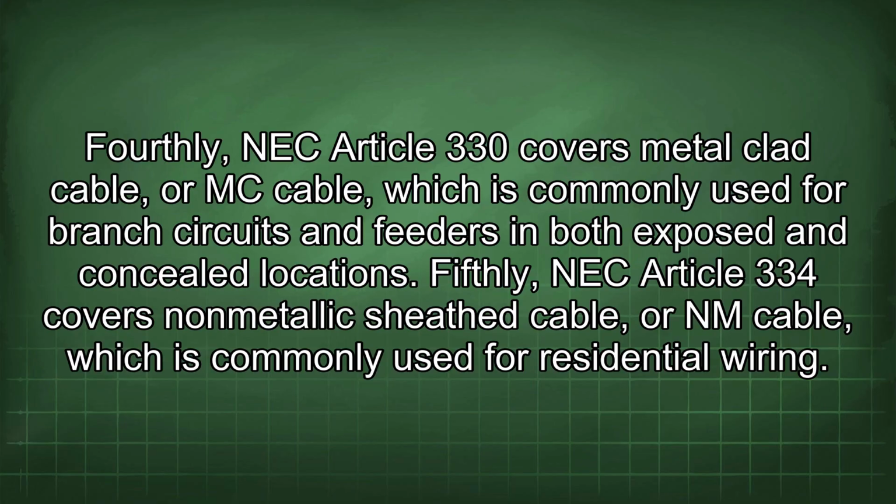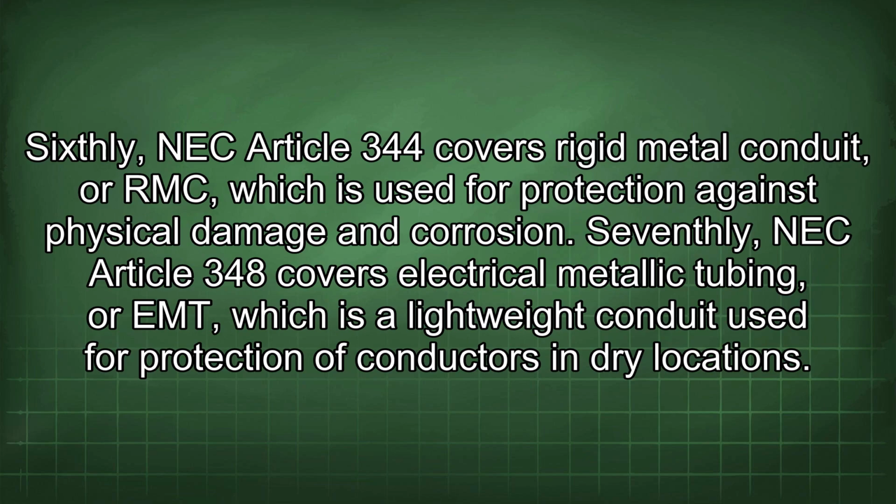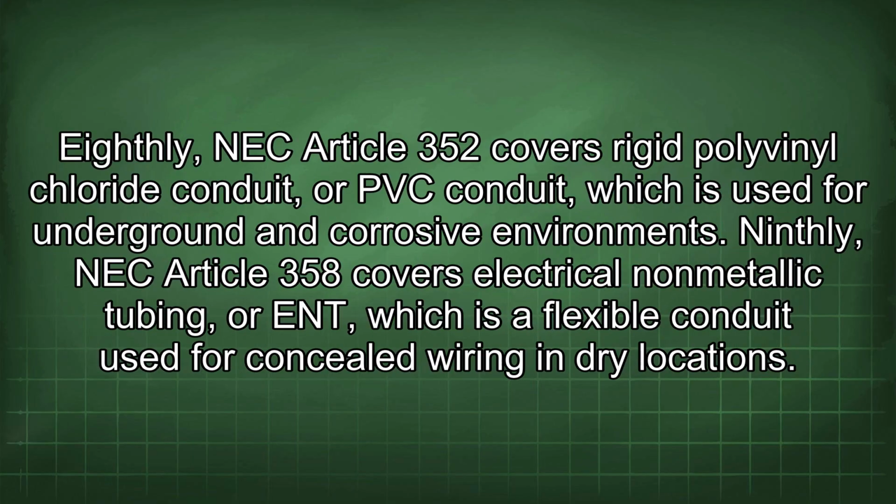Fifthly, NEC Article 334 covers non-metallic sheath cable, or NM cable, which is commonly used for residential wiring. Sixthly, NEC Article 344 covers rigid metal conduit, or RMC, which is used for protection against physical damage and corrosion. Seventhly, NEC Article 348 covers electrical metallic tubing, or EMT, which is a lightweight conduit used for protection of conductors in dry locations.